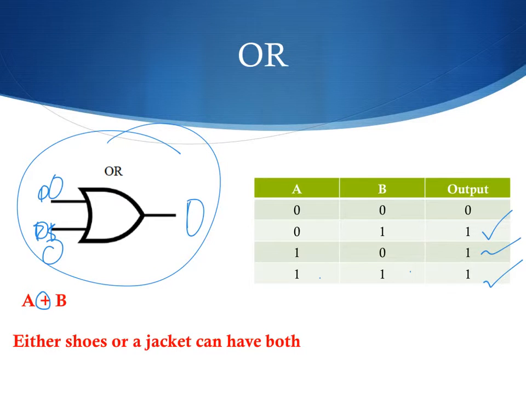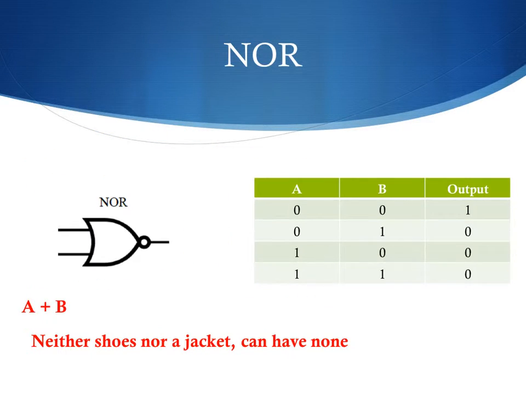This is my symbol. That is my Boolean algebra. This is my truth table. Cool, my NOR. NOR's easy. Just put my line on top. Sorry, I couldn't do that on the PowerPoint. So that's my NOR thing.